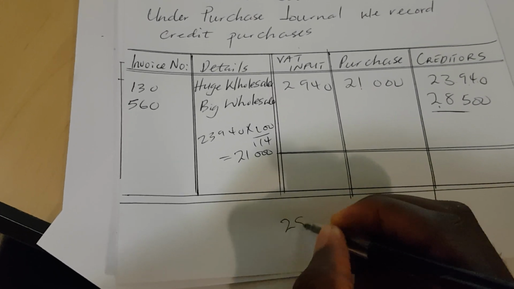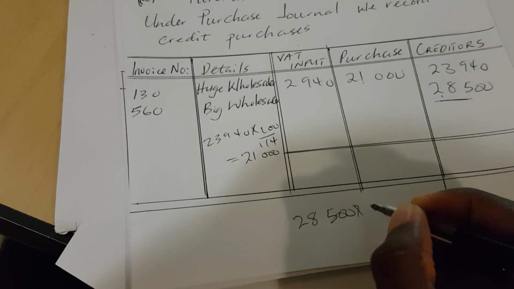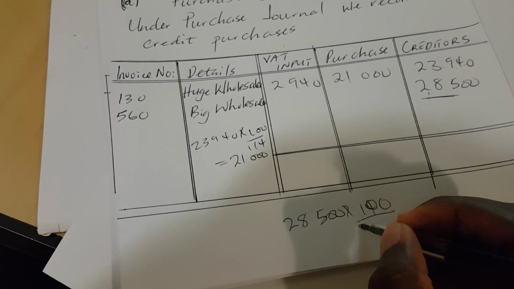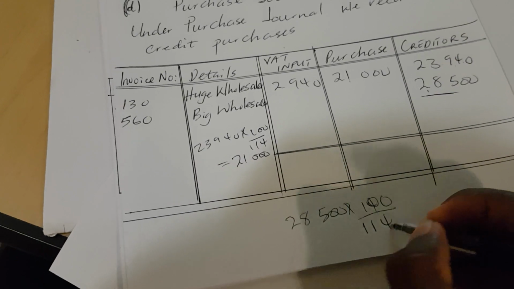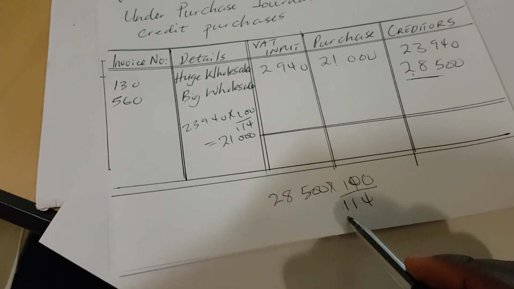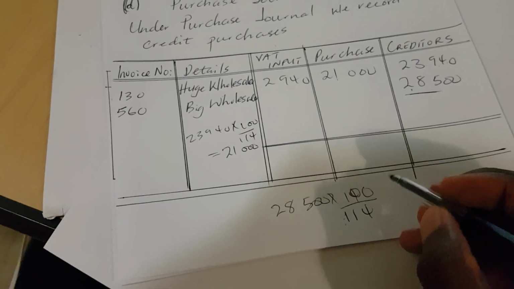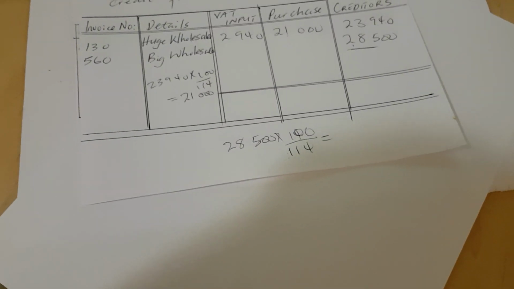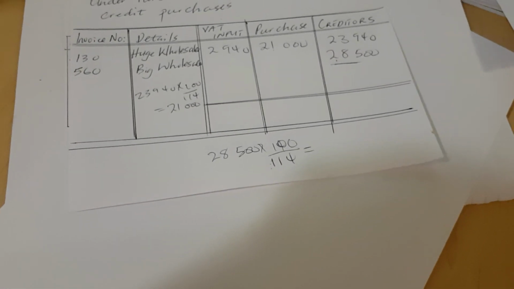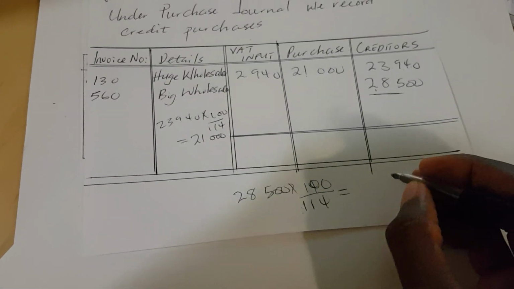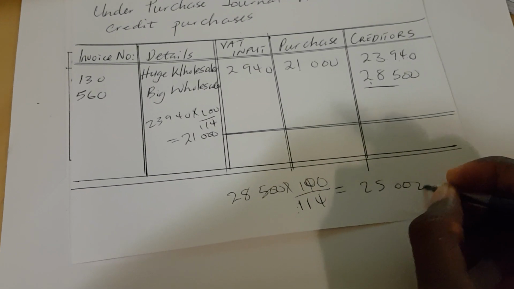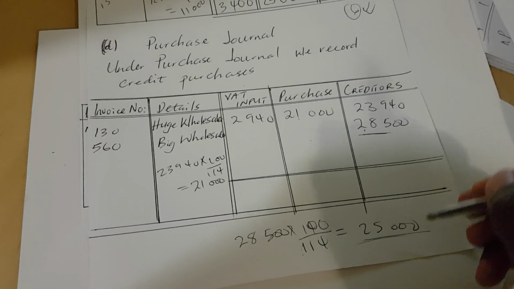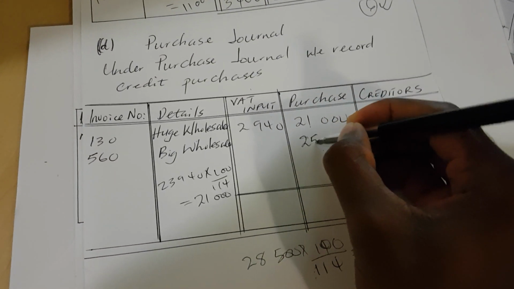So what are we going to do? You'll do the same thing, 28,500 times, not 14, sorry, times 100 divided by 114. How do you get 114? You say 100 plus 14% of VAT. And then how much are you going to get by doing that? If you do those calculations, you will get 25,000. So it means your purchases amount excluding VAT is 25,000.